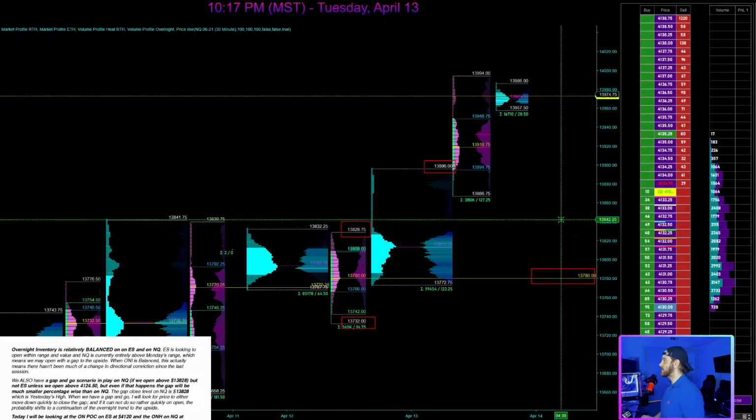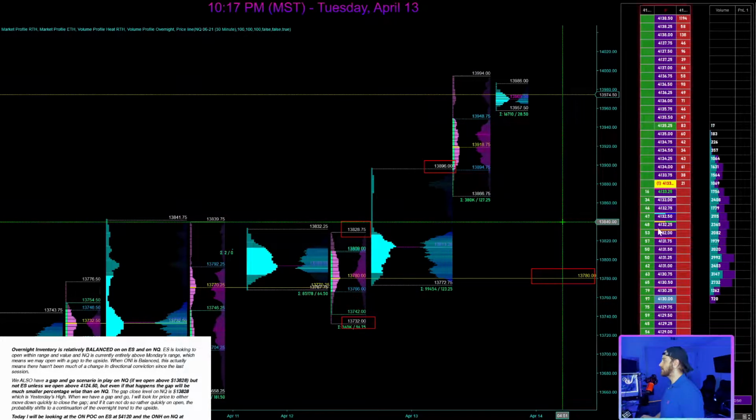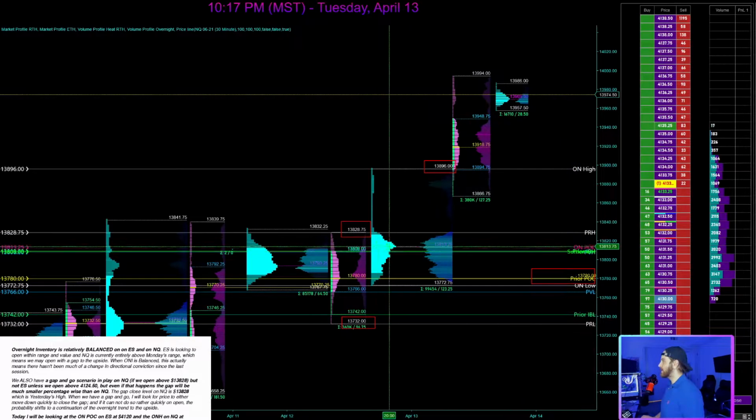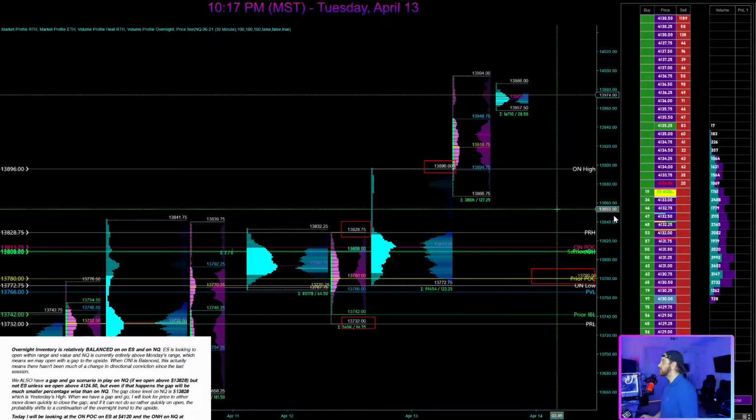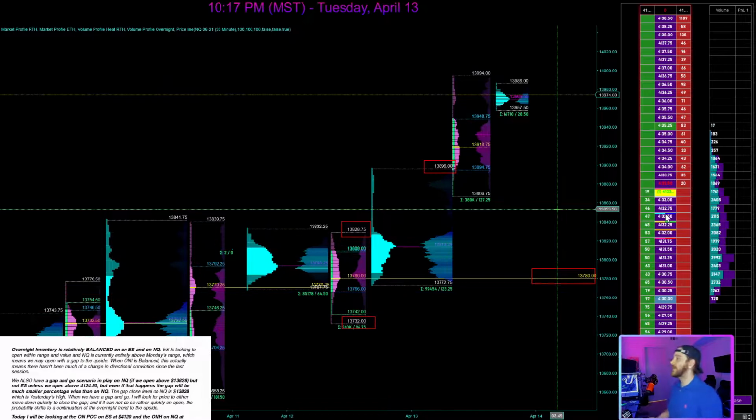So if we go over to NQ, I'll flip on my settlement level. You can see settlement was right here, pretty much right in the middle of the overnight profile. So keep that in mind. We can use how settlement is positioned or how the overnight is positioned in relation to settlement price to give us strategies right off the open. Keep that in mind.